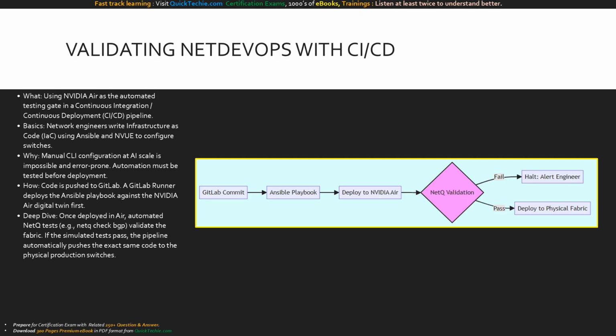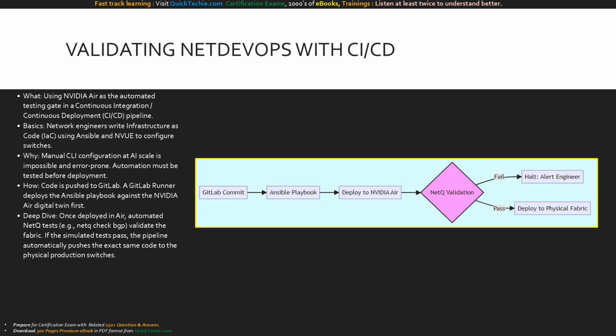For the deep dive, Air isn't just a passive target. Once the code is pushed to Air, we run automated NetQ checks inside the simulation, like netq check bgp, to mathematically prove the network is healthy. Only if those tests pass in Air will the pipeline deploy the code to production.